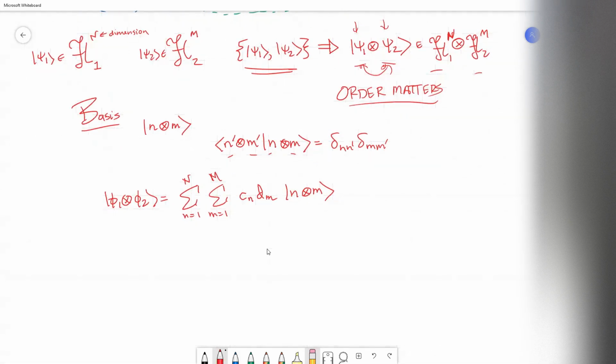So you can prove that this definition doesn't hurt things, like you maintain linearity and all those features that we normally have for a Hilbert space. What else?